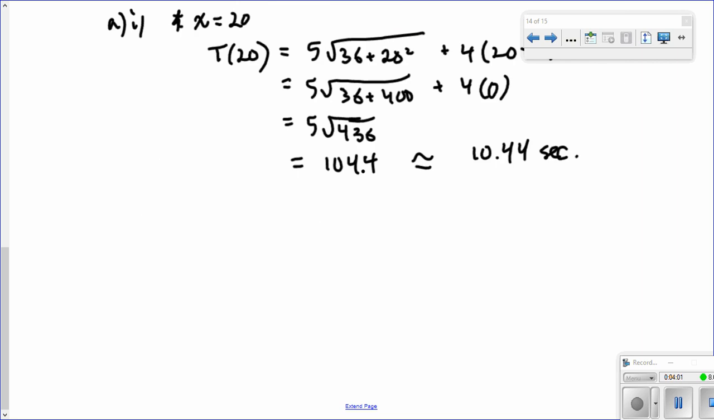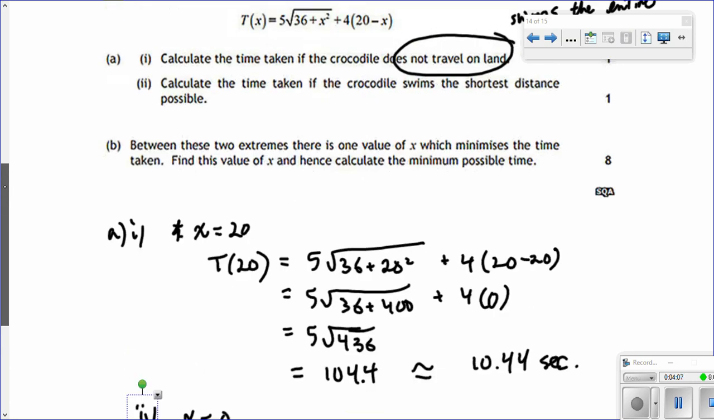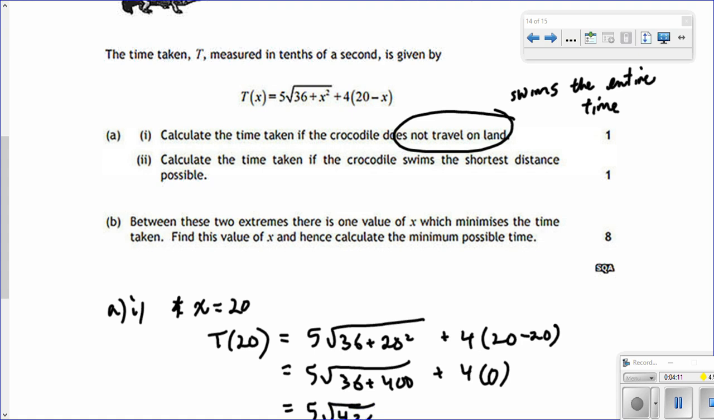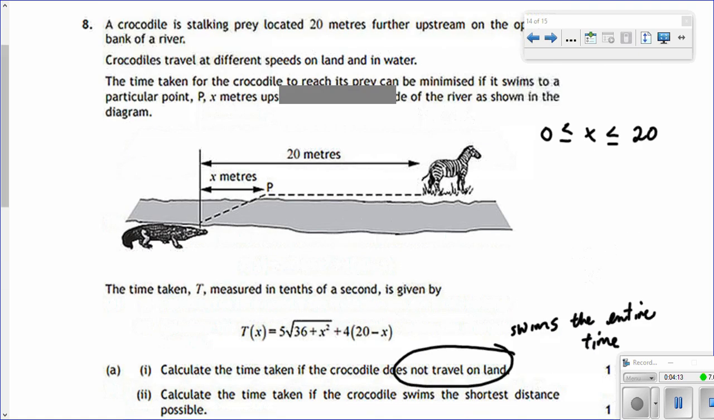The second part of the question, I'm going to guess, is that other boundary. That's when X equals 0. Let's see if that's the case. Calculate the time taken if the crocodile swims the shortest distance. The shortest distance would be right in this area. So yes, that is X equals 0.